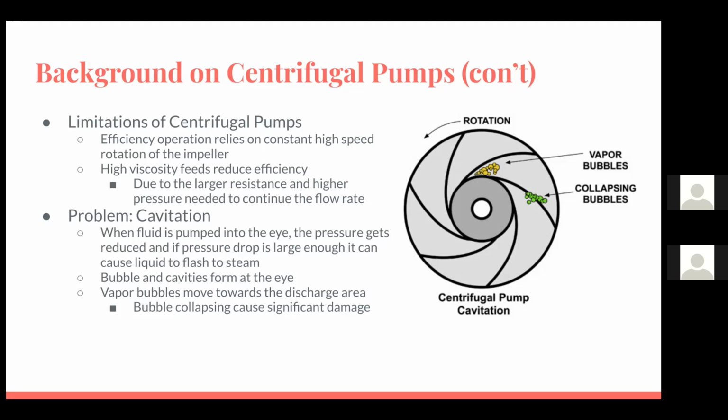Now, a problem with the pumps is cavitation. So when fluid is pumped to the eye, the pressure gets reduced, and sometimes the pressure can be so low that it causes liquid to flash to steam. And this causes bubbles that form in the eye. As they go towards the outside, these bubbles collapse, and this collapsing causes significant damage to the pump.